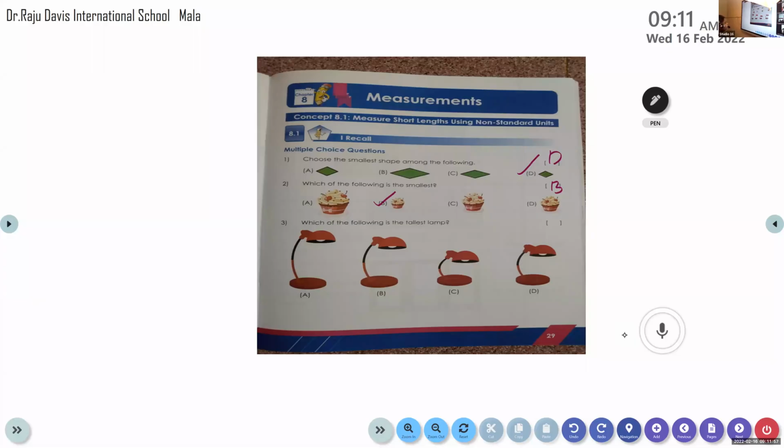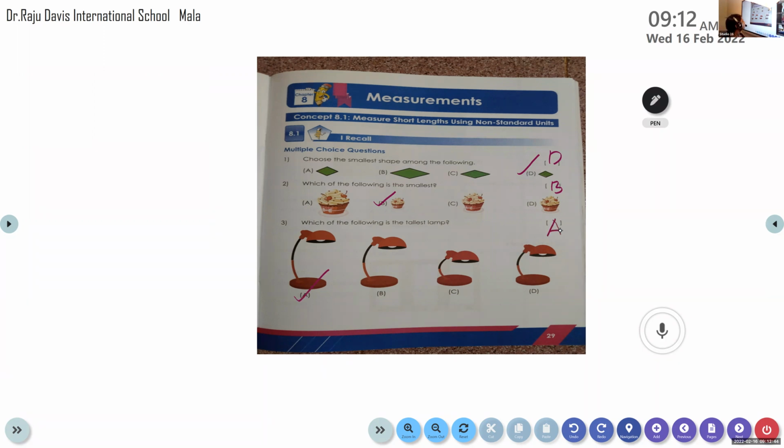Here we have question number 3. Which of the following is the tallest lamp? Tallest. Dev Sarang, unmute and tell me. Which is the tallest lamp here? Is it A, B, C, or D? Which one there, Sarang? You can't unmute. Okay. Which one? A. You can put a tick mark for A, write capital letter A inside the brackets.